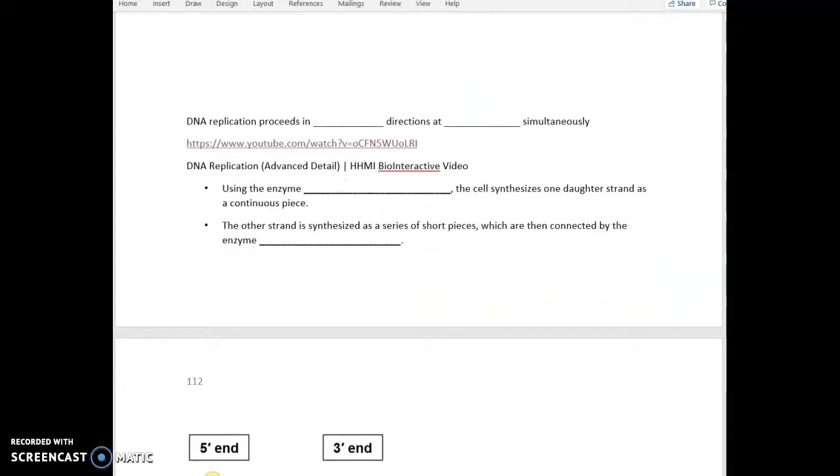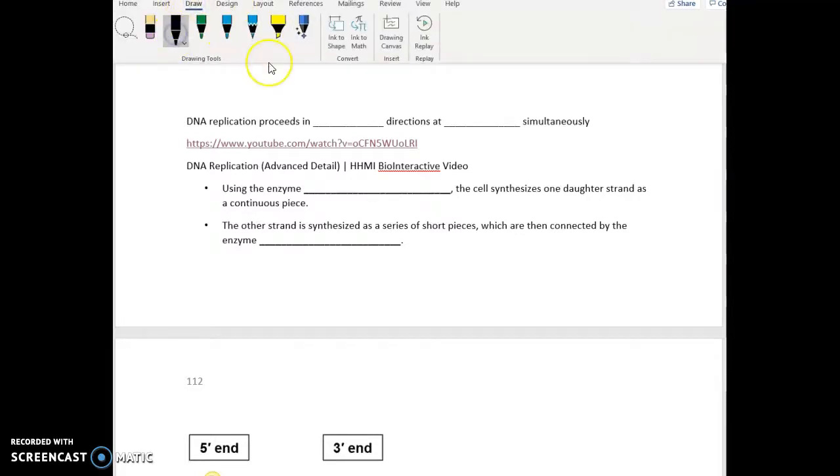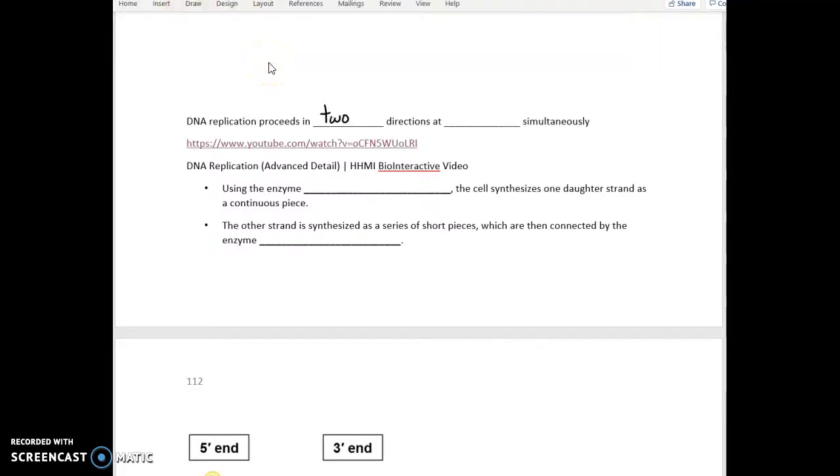DNA replication proceeds in two directions at many places. Two directions at many sites simultaneously. So we're going to look at this in just a few minutes, but not right now.